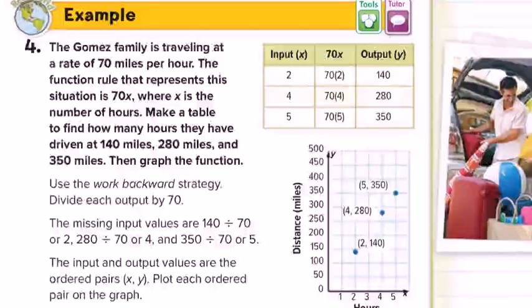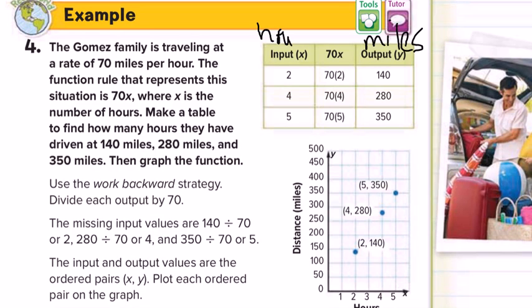So I set it up with my input, my function rule, and my output. And my output is my miles. So that's what I get when I finish my function rule. So if I'm working backwards, I'm going to figure out my input, which would be the hours.